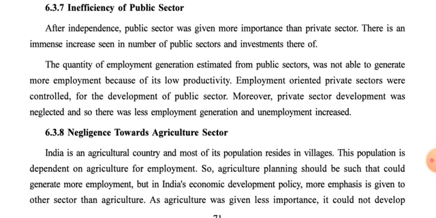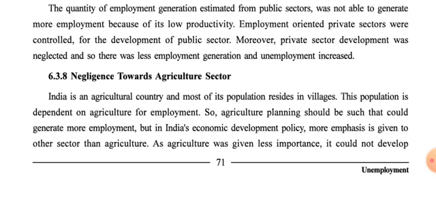In the initial years, private sector development was neglected, and that's why the total burden of employment opportunity lay on the public sector. But due to their low productivity and some other official issues, they were not able to provide the highest level of employment, so employment generation was less and unemployment increased. So this is the seventh point, that is the inefficiency of the public sector.